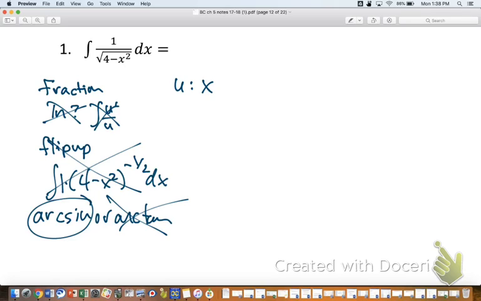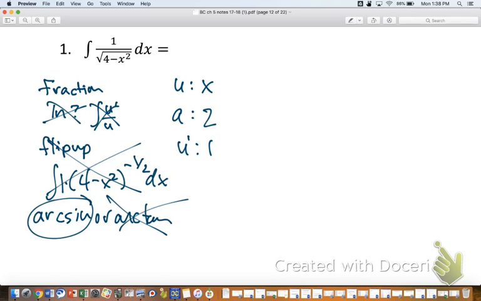U would have to be x, and a would have to be 2. Okay, so then u prime in this case would be 1. And you think back, okay, if it's going to be arcsine, it's going to have to be u prime over the square root of a squared minus u squared. It comes down to this.